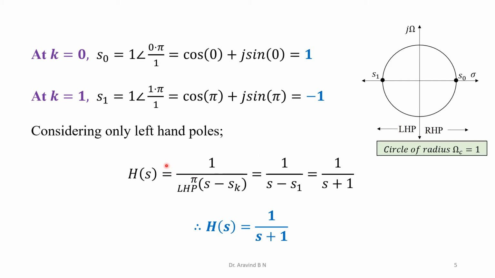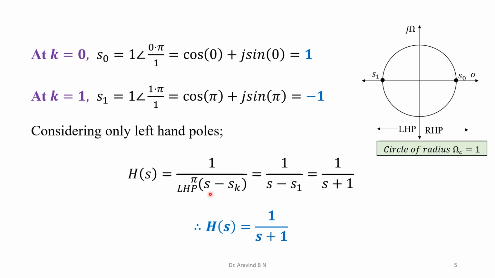Now let us make the further simplification to obtain exactly the H(s). The H(s) is given by 1 divided by the product over the left hand poles of (s minus sk). First identify which are all the values that belong to left hand poles with respect to this diagram. There is only one, that is S1. So S1 is the only one that belongs to the left hand pole. Those which come in the right hand pole, just neglect them. So we are considering only the left hand pole.